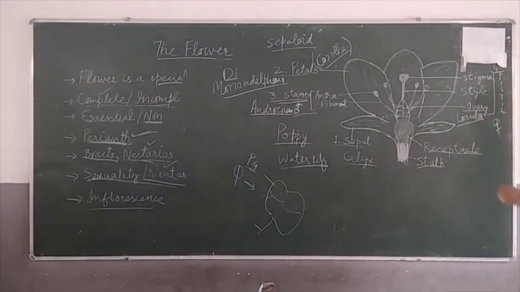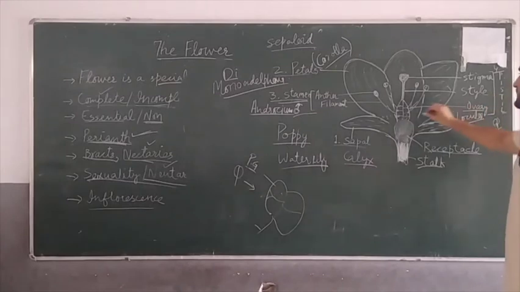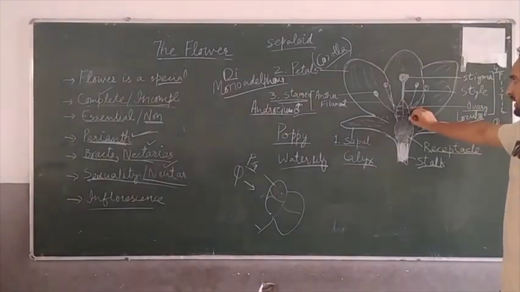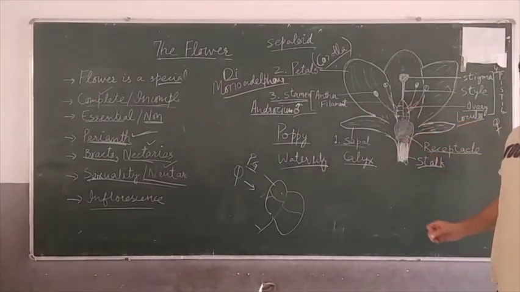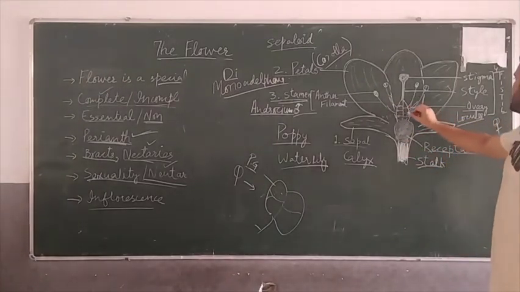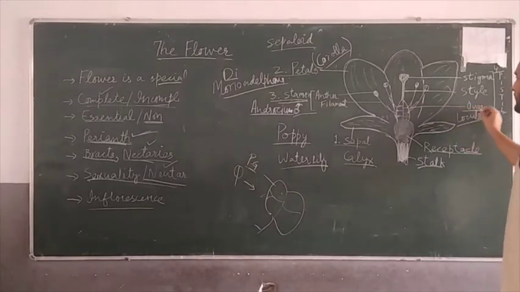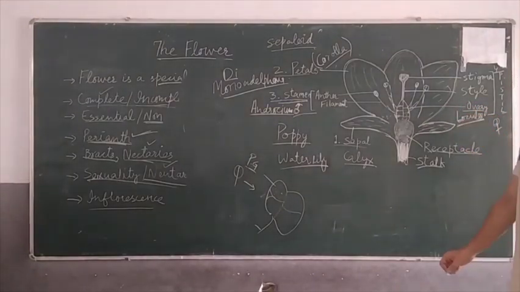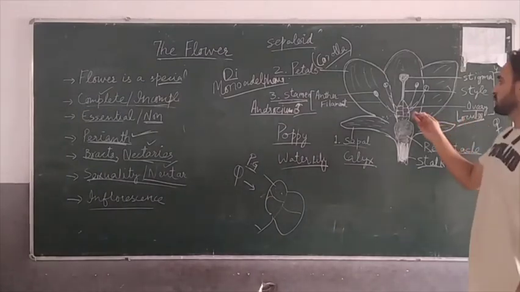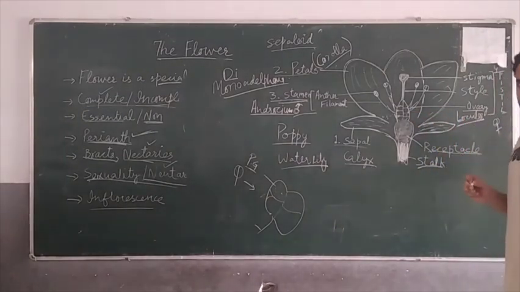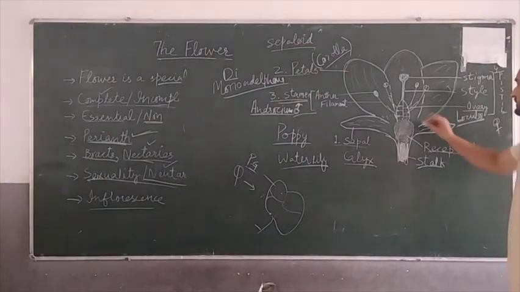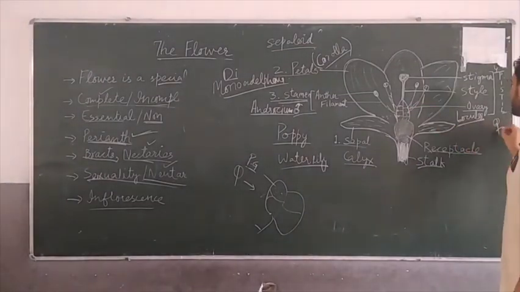Number three is the ovary. Ovary is the basal swollen part of a pistil. It may consist of a single chamber or many chambers. Chambers are also known as locules, and inside each locule are present the ovules. Ovules are the female gametes.